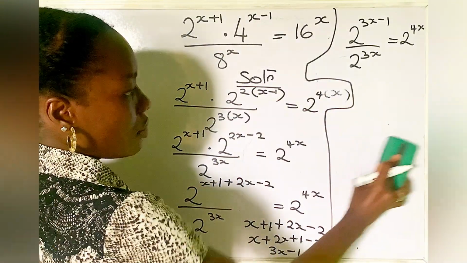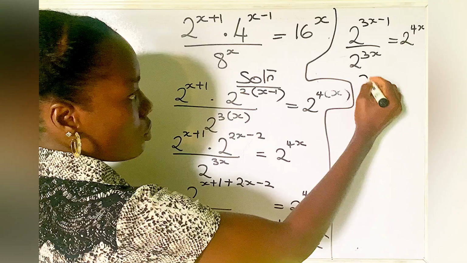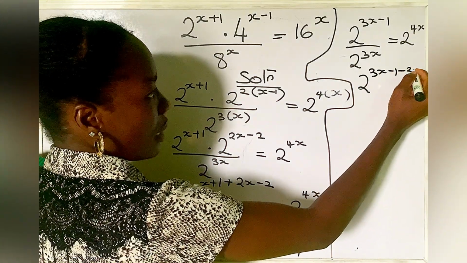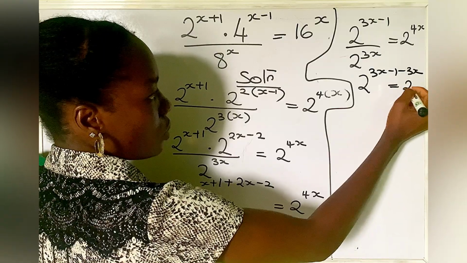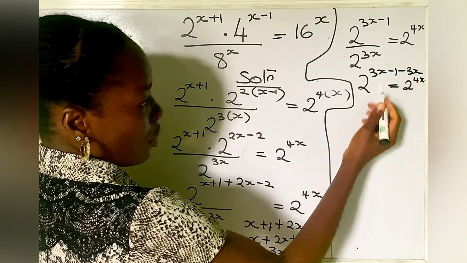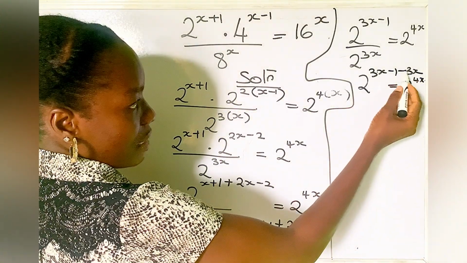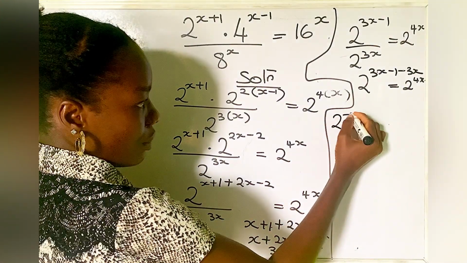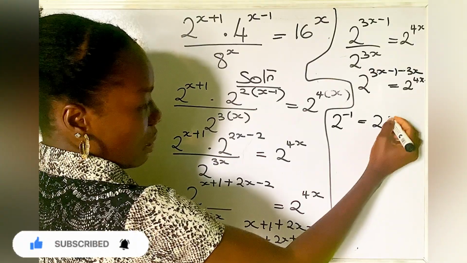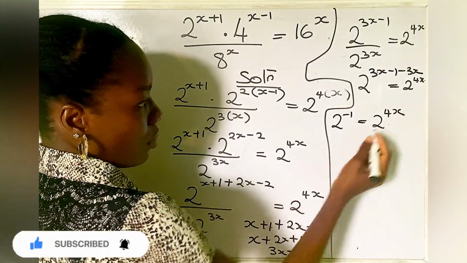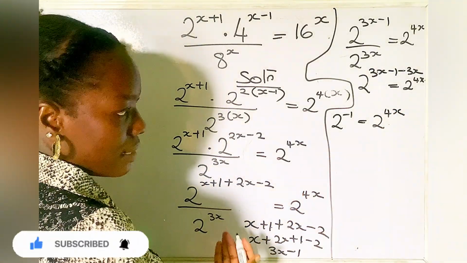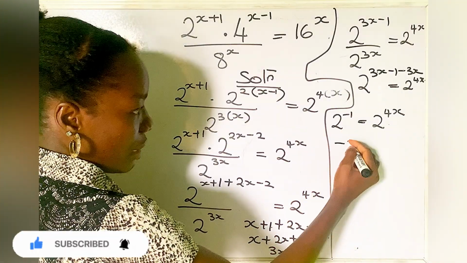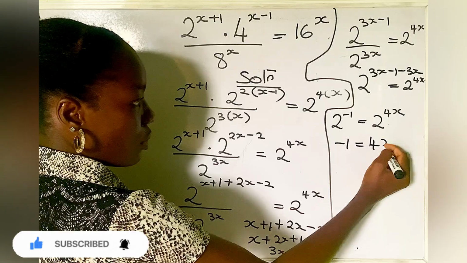Okay, so here is now 2 to the power of 3x minus 1 minus 3x is equal to 2 to the power of 4x. All right, so 3x minus 3x is going to give us nothing. So we're now left with 2 to the power of minus 1 is equal to 2 to the power of 4 raised to power x. Now, bases are the same. That means powers can be equal to each other. So that means you have minus 1 is equal to 4x.